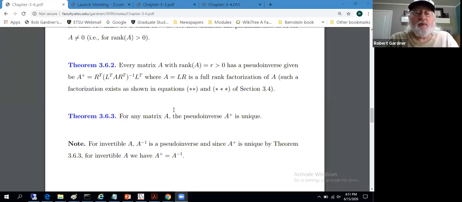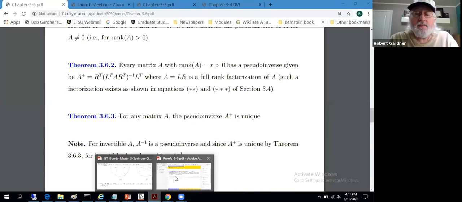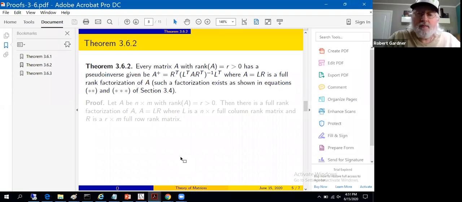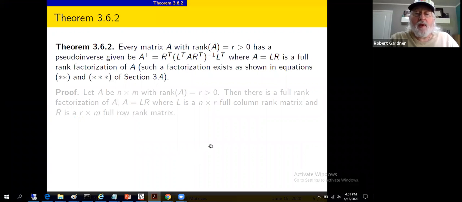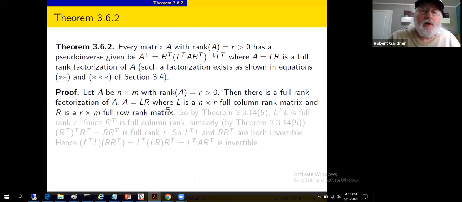So let's go through the proof of both of these: existence and uniqueness. Of course, we only need to consider A when the rank is positive. We took care of the zero matrix above. So take A to be an n by n matrix with rank R positive.